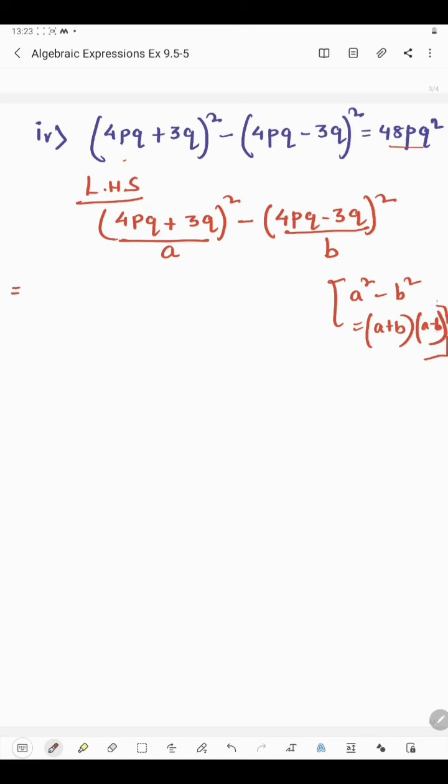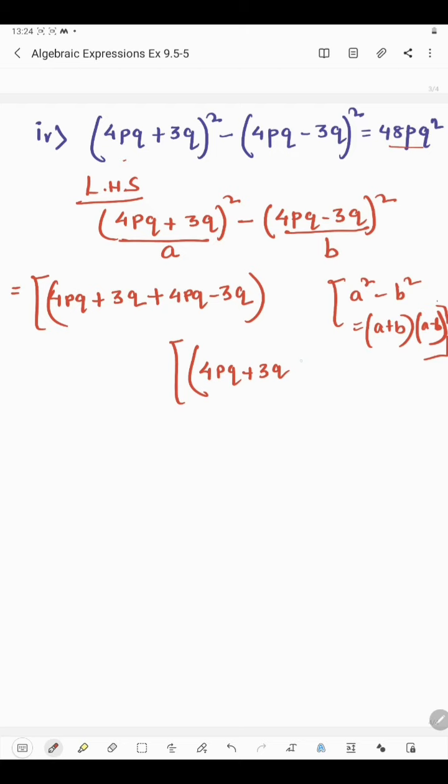Now we'll write a at first. So a is 4pq + 3q. This is a. Now plus b is 4pq − 3q. This is a + b. Now we will write a − b. So a is 4pq + 3q. This is a − b. b is 4pq − 3q.